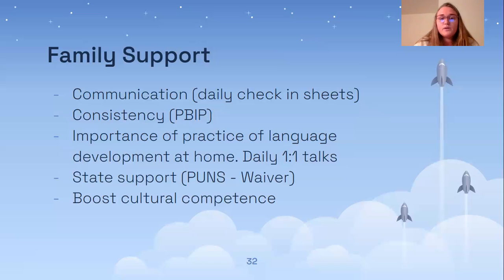And also to boost cultural competence. If you're supporting an ELL family, you're going to want to be culturally competent. You're going to want to know how to interact with them appropriately, professionally, friendly, all of that. You don't want to come across as having any unintended racism or unintended negativity. You don't want them to perceive you negatively just because you're ignorant on something. So you're going to want to be competent in that, and there's often people you can talk to within your district to do that. So those are my tips for family support.